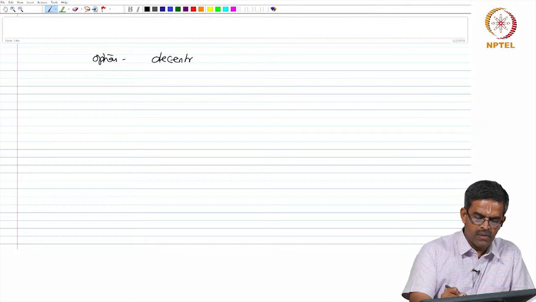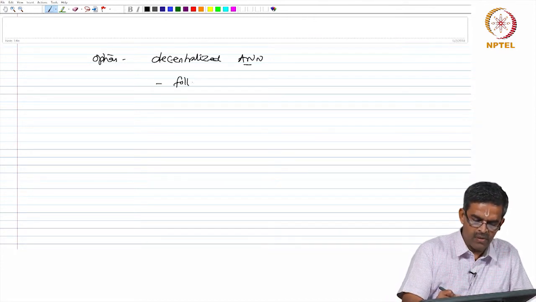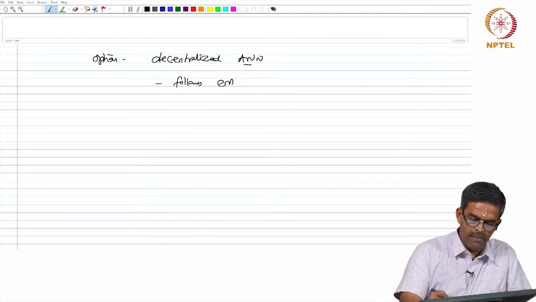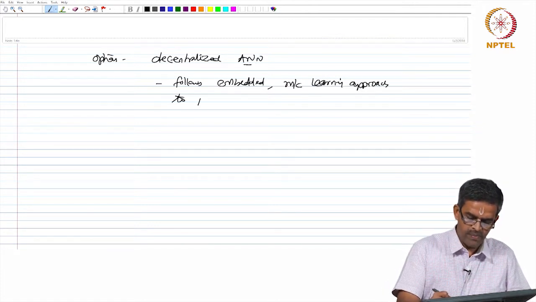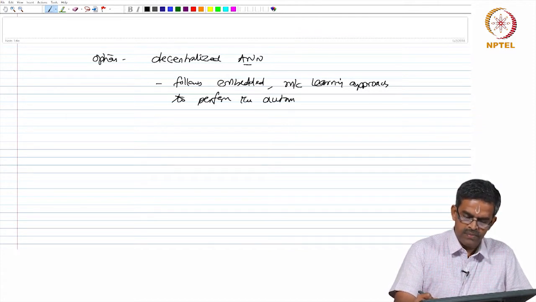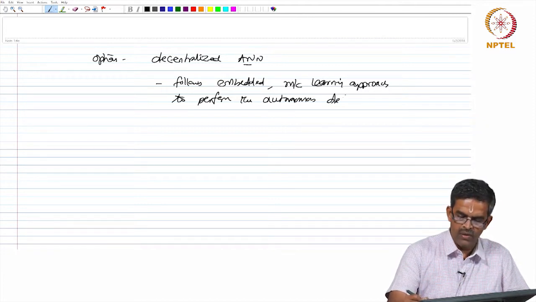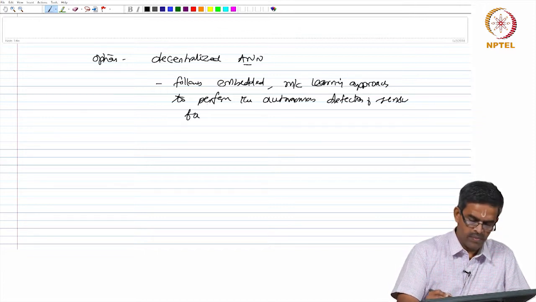The option used by researchers was decentralized artificial neural network. So, decentralized ANN follows an embedded machine learning approach to perform the autonomous detection of sensor failures, or let us say the sensor fault.